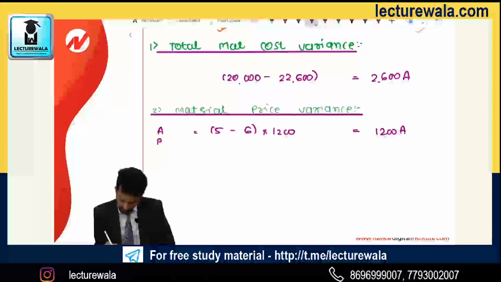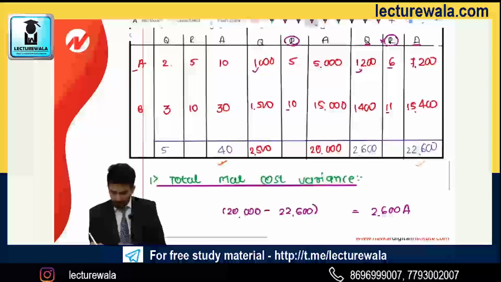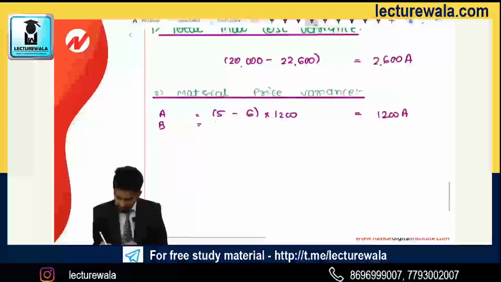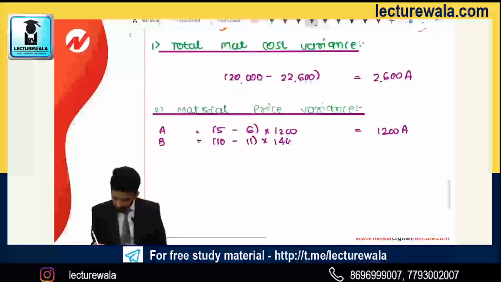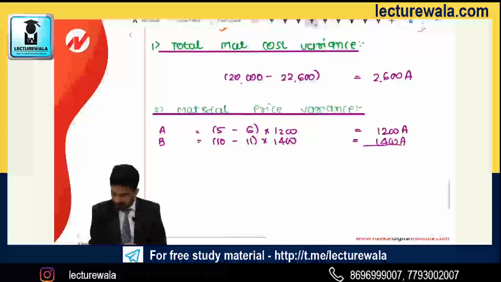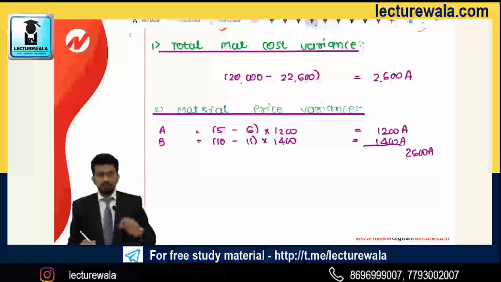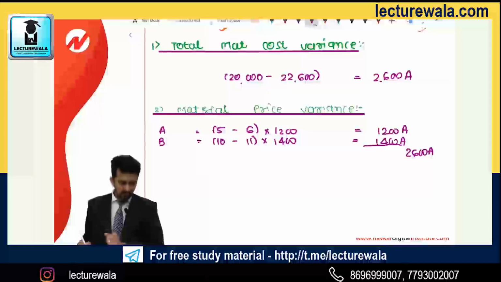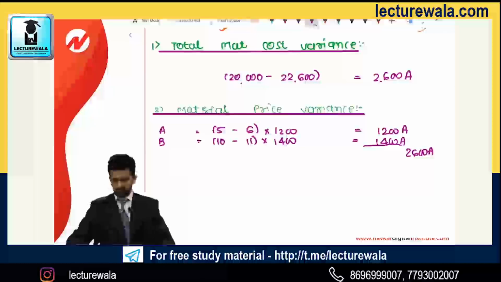Now for B, at what price should it have been purchased? It should have been purchased at the rate 10. You did purchase at the rate 11, into 14. So we get 1400 adverse and we get 2600 adverse. Now let me explain to you rule number 2. Break up if possible, or give effect.